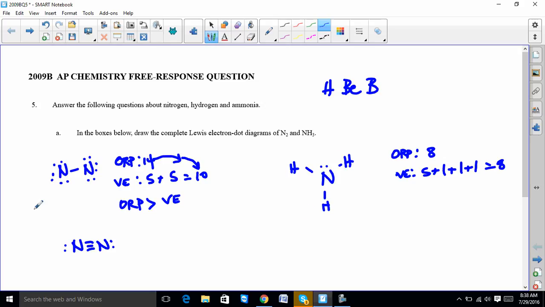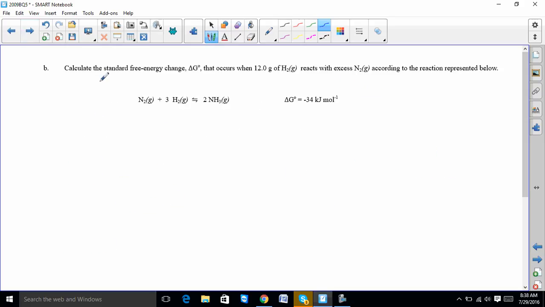So this is a sketch. They didn't ask about shape. They didn't ask about polarity, nothing. So just move on. Calculate the standard free energy change that occurs when 12 grams of hydrogen react with excess nitrogen, according to the reaction below.